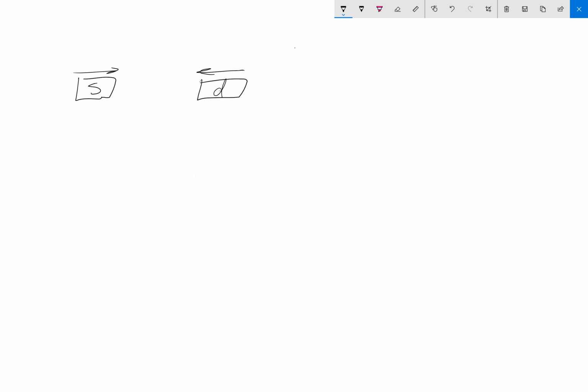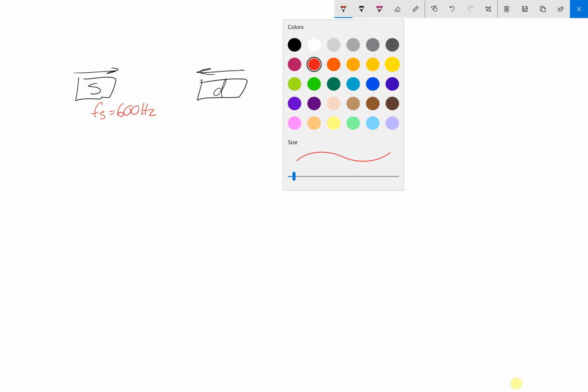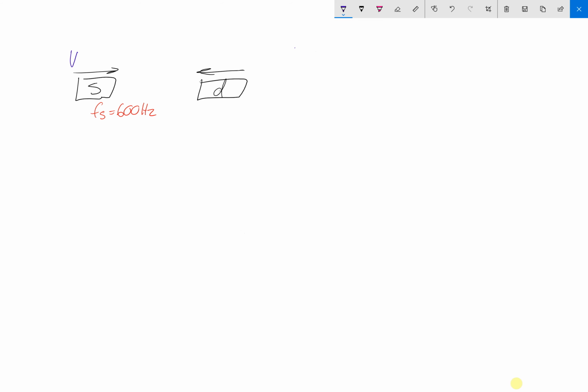And let's say that the problem states that the frequency of the source, it's blaring its horn, is 600 hertz. So two cars approaching each other. The source is moving to the right, and it's beeping its horn. We need to give these things some velocities. So we'll say the source is moving to the right at 20 meters per second, and the detector is moving left at 30 meters per second.